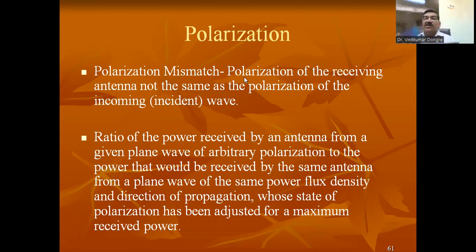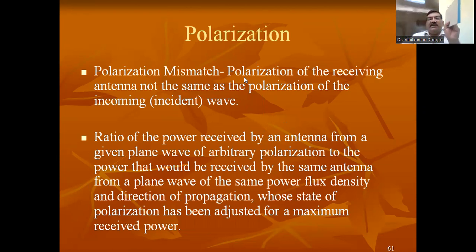Suppose you are transmitting with an antenna. This is one antenna, a plain antenna, having horizontal polarization this way. I kept it horizontal. This other antenna also has horizontal polarization, but I kept it this way. This is polarization mismatch. It is transmitting horizontally.